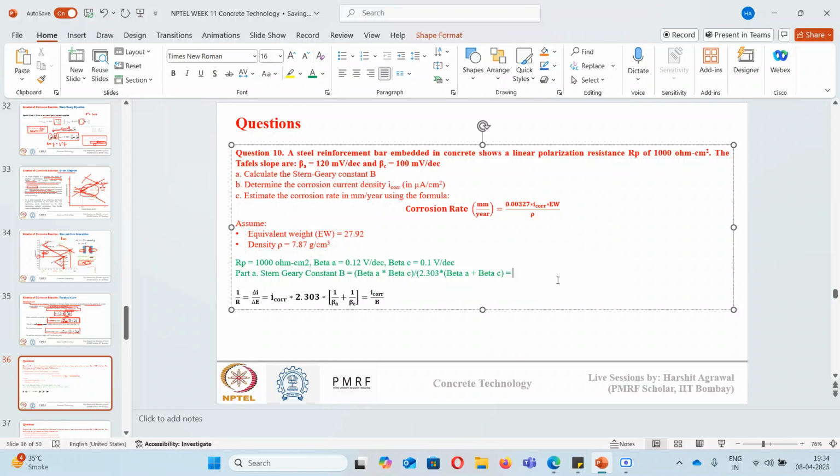So when you put all the values, what do you get? Beta A times beta C, 0.12 times 0.10, divided by 2.303 times 0.12 plus 0.10. This will give you an answer of 23.7 millivolt. So this is my Stern-Geary constant.